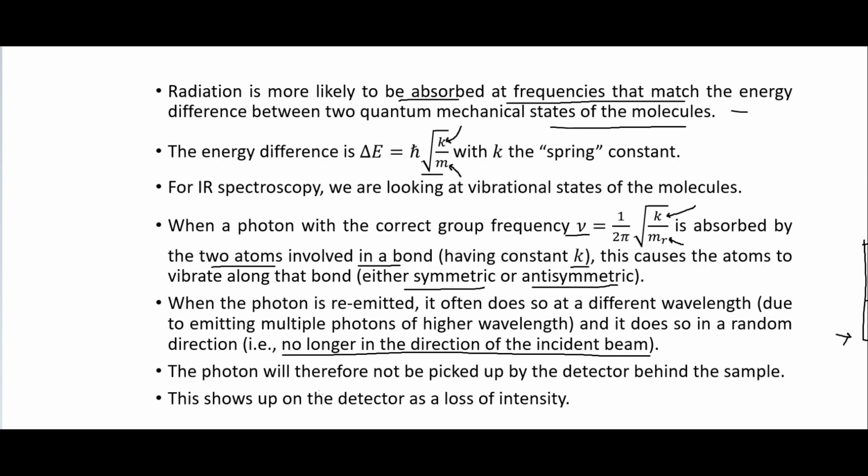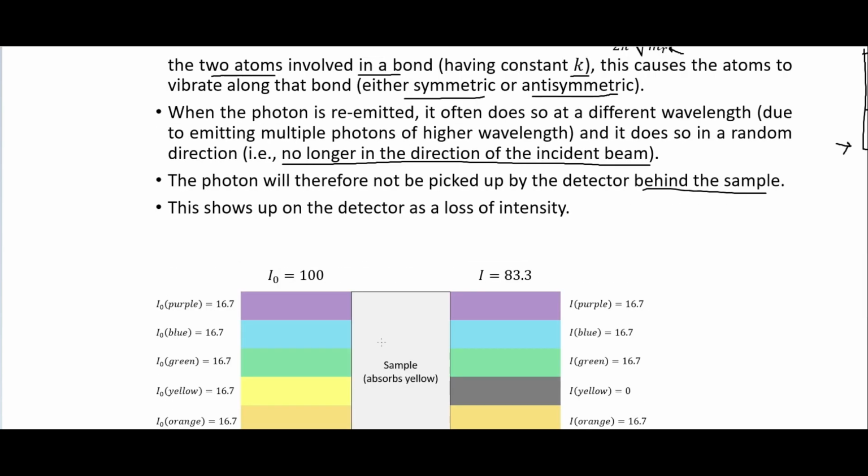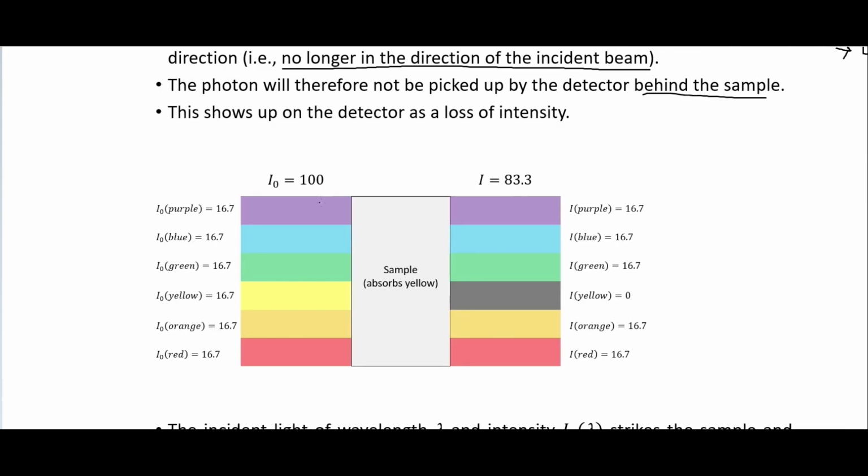And the photon will therefore not be picked up by the detector behind the sample. And this shows up on the detector as a loss of intensity. So we can think about it this way. We have our incident beam here, we have our sample here that will absorb yellow, and we have the beam coming out of our sample.